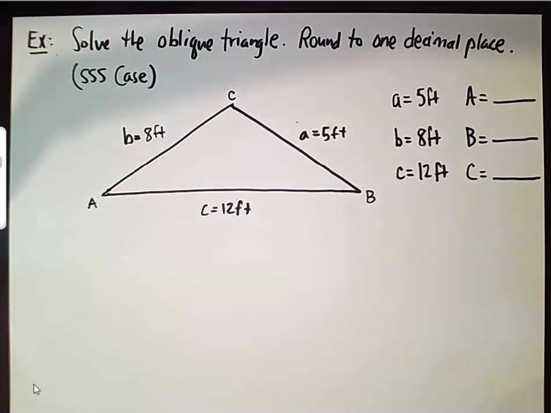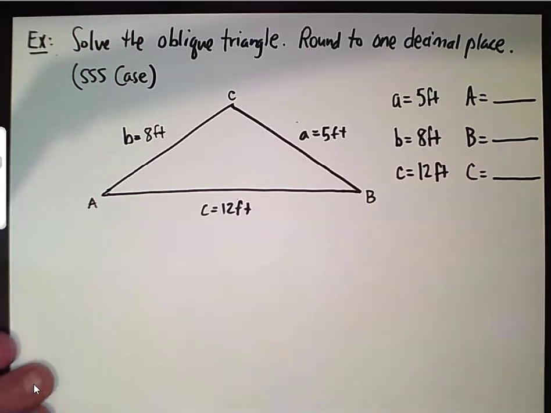Now, with these side angle side and side sides, there's only going to be one triangle, so this is good. So we can solve using the law of cosines, and then the second thing we find, we can either use law of cosines again, or we can use the law of sines. It really doesn't make a difference when we're finding that second angle.